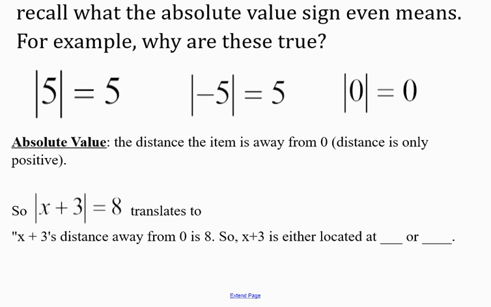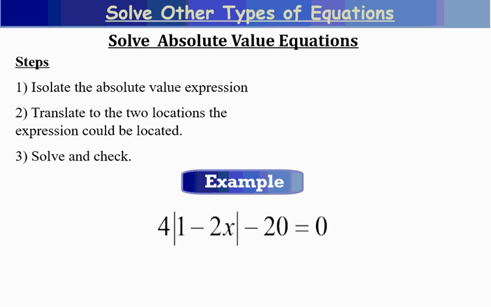So for example, if we have an equation we'll be solving, like the absolute value of x plus 3 equals 8, this translates to x plus 3's distance away from 0 is 8, which means x plus 3 is either located at negative 8 or positive 8. That's the only way that x plus 3 could be 8 away from 0, would be if x plus 3 was at negative 8 or x plus 3 was at positive 8. And that's how we're going to solve these equations, essentially by translating.